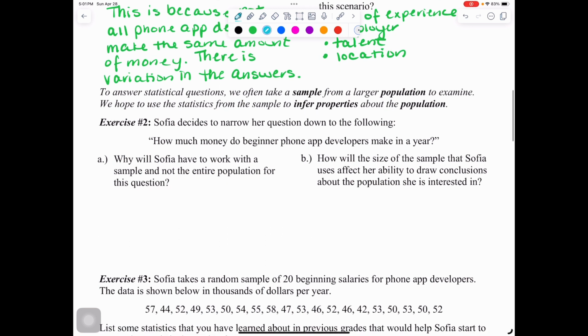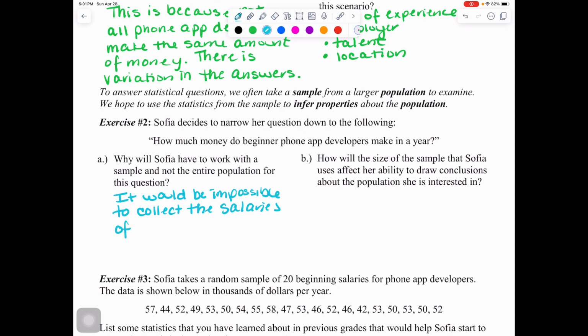So under why will Sophia want to work with a sample, we're going to put it would be impossible to collect the salaries of every single one of these people. So every beginning app developer.